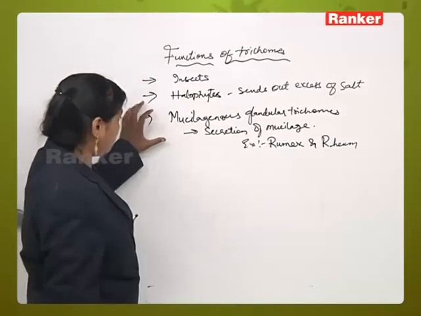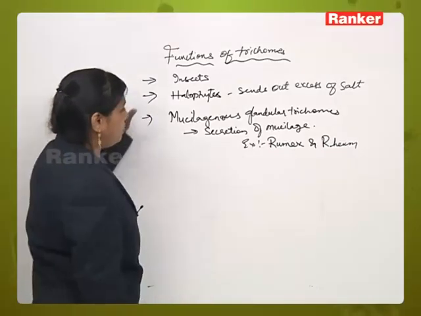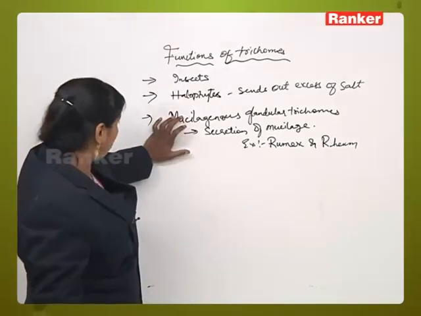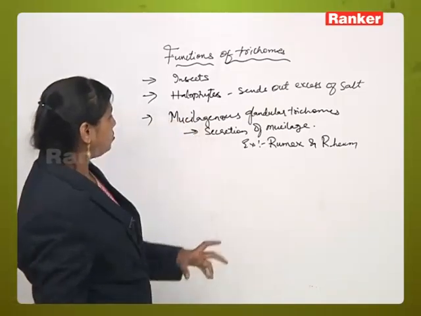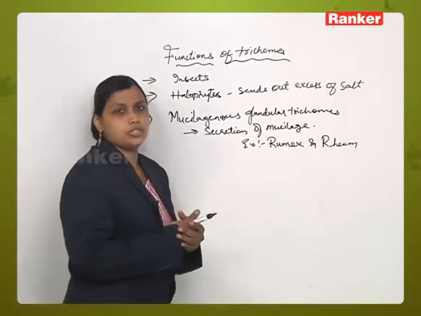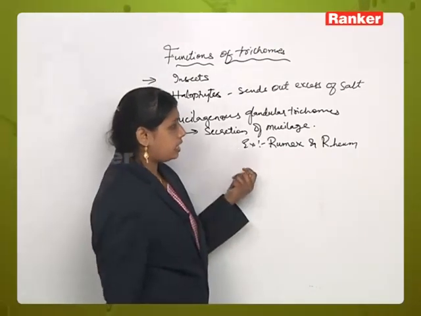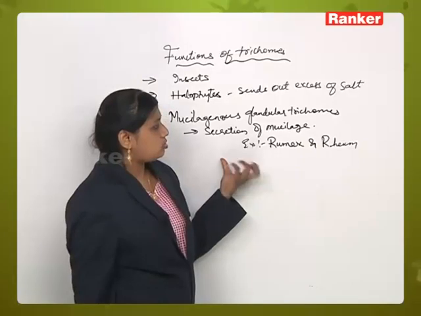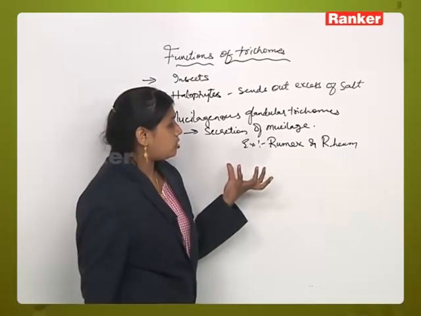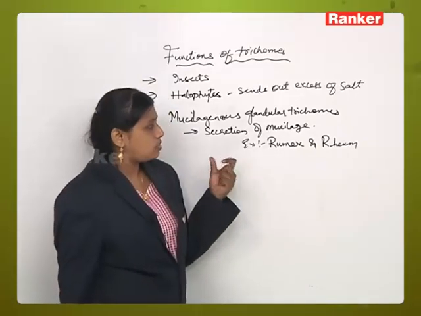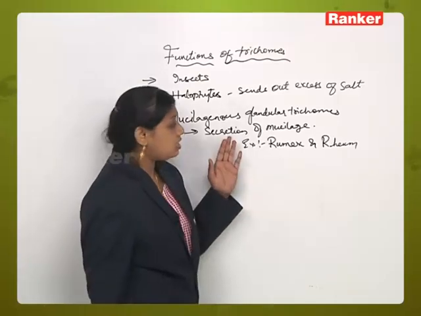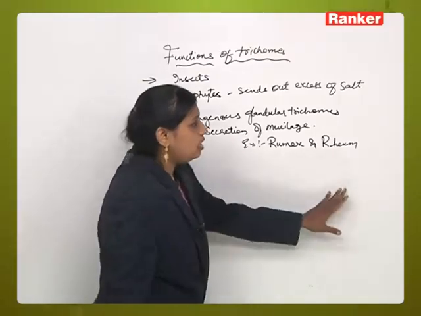So, the major one is mucilaginous glandular trichomes, which are helpful in the secretion of mucilage, and this mucilage is a type of polysaccharide which oozes out through the cuticle breakage, because through the breakage of the cuticle, the pores present in the cuticle will secrete this mucilage. Example is Rumex and Rheum.